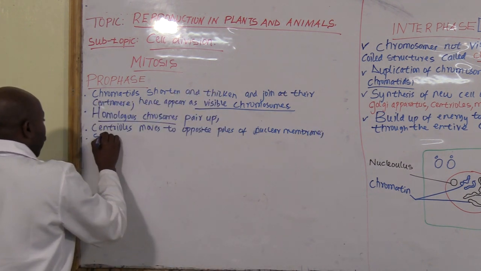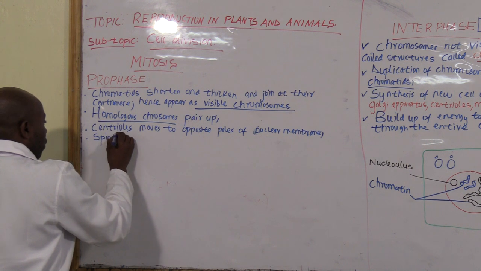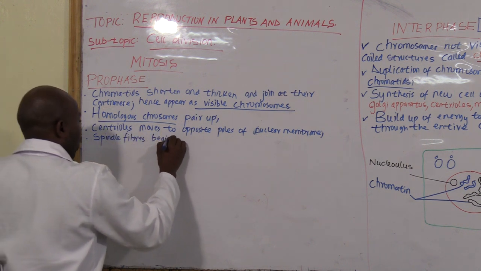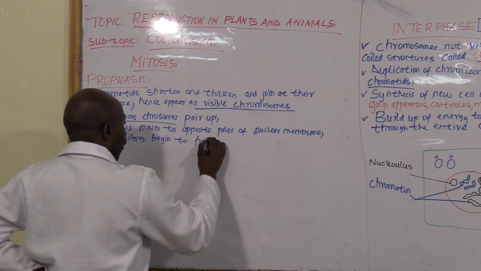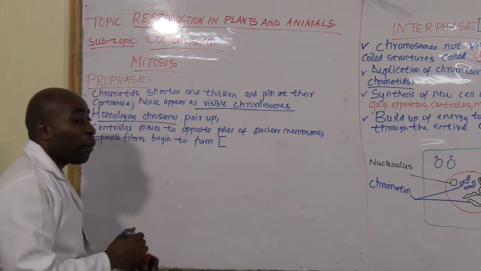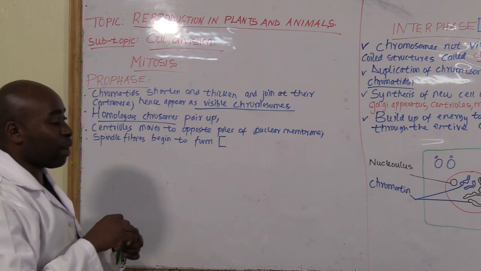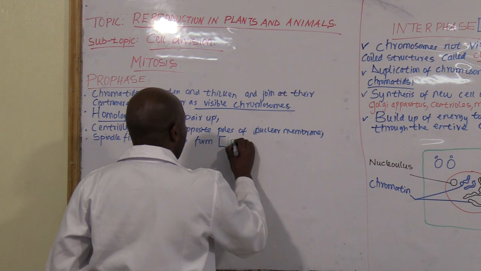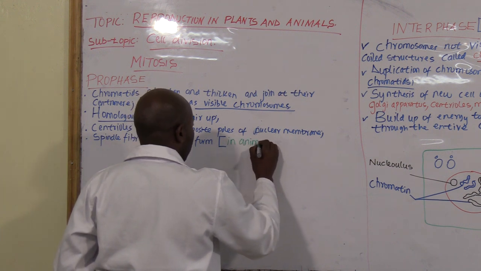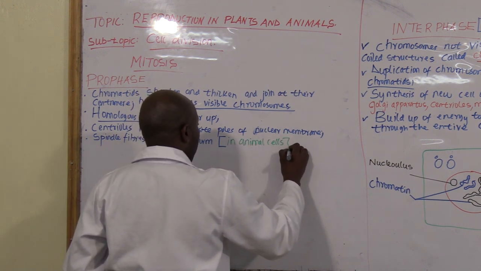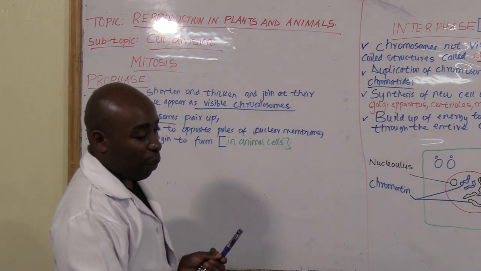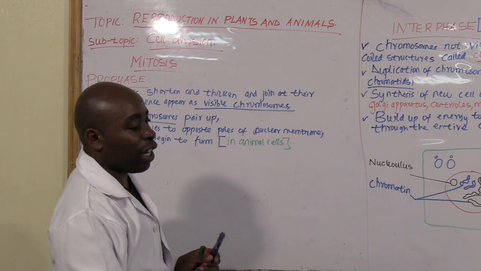Spindle fibers begin to form. But they will only form in animal cells, not in plant cells. Plant cells do not have spindle fibers, so you must specify here: in animal cells, we shall be having spindle fibers beginning to form.